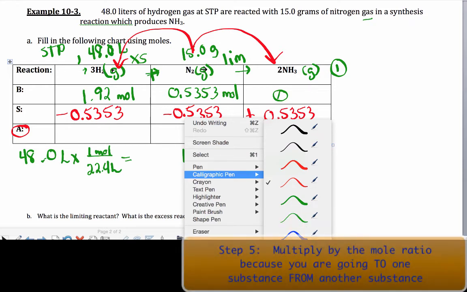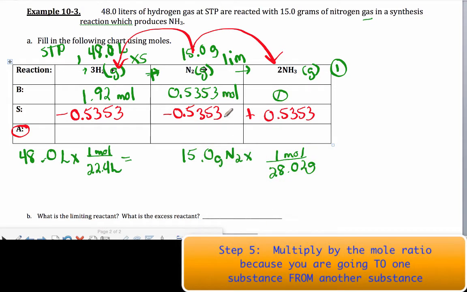All right, there we go. Now, we don't need the mole ratio for the nitrogen because that's our starting point. And remember, it's where you're going to. So in the column where you are, that number goes on top because we're really going from nitrogen to ammonia. So we put the 2 on top and the 1 from the nitrogen. It's always where you're going to over where you're coming from.